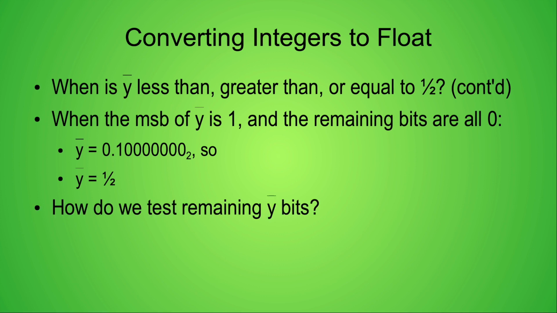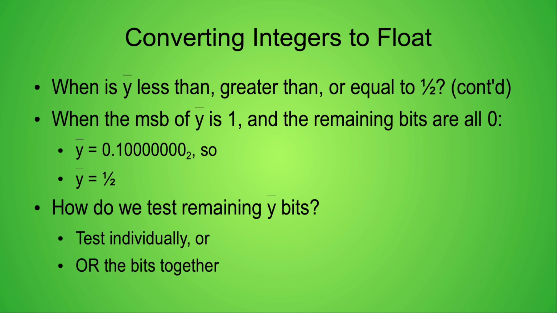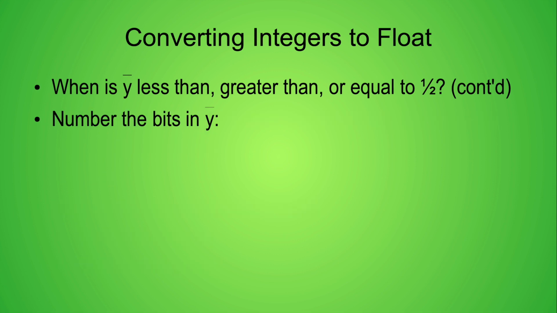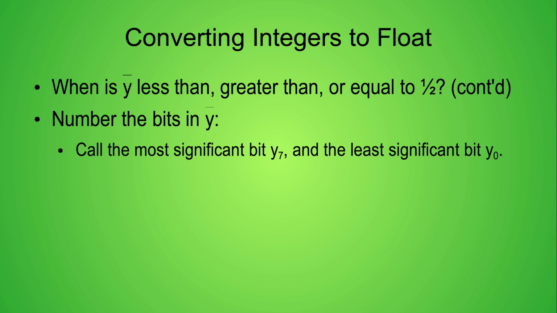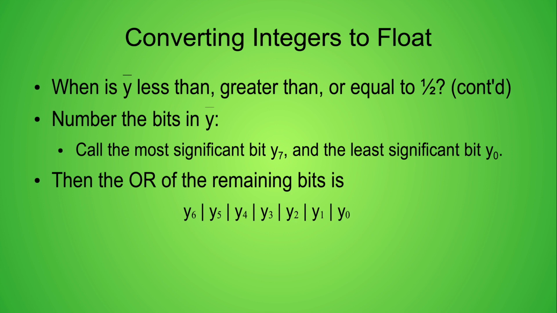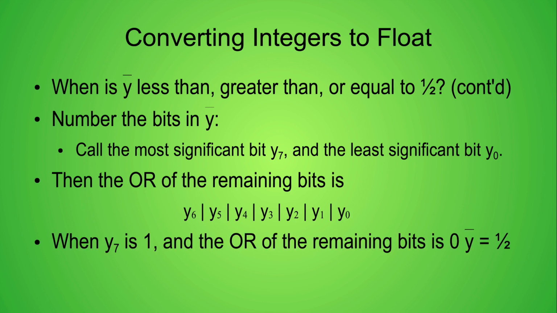How do we determine if all of the remaining bits of Y bar are 0? We could individually test each of the remaining bits, but that solution doesn't scale well. If we OR all of the remaining bits of Y bar together and the result is 0, we know that all of the remaining bits of Y bar are also 0, so I only have to do one comparison. If we number the bits in Y bar, making y7 the most significant bit of Y bar and y0 the least significant bit of Y bar, then the OR of the remaining bits is as follows. So when y7 is 1 and the OR of the remaining bits is 0, then Y bar equals 1/2.